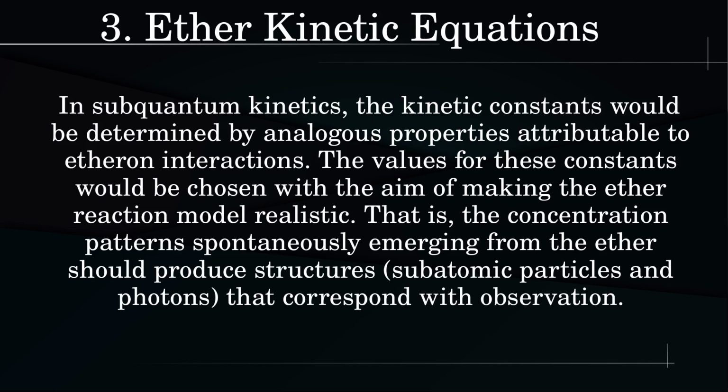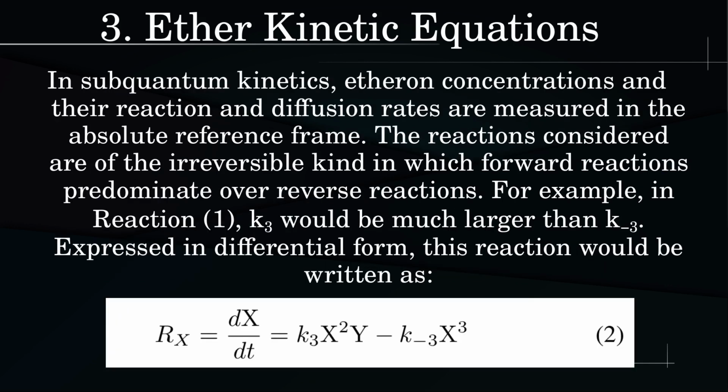The values of these constants will be chosen with the aim of making the ether reaction model realistic. That is, the concentration patterns spontaneously emerging from the ether should produce structures, subatomic particles and photons that correspond with observation. In subquantum kinetics, etheron concentrations and their reaction and diffusion rates are measured in the absolute reference frame.